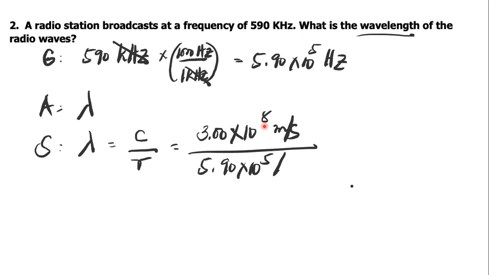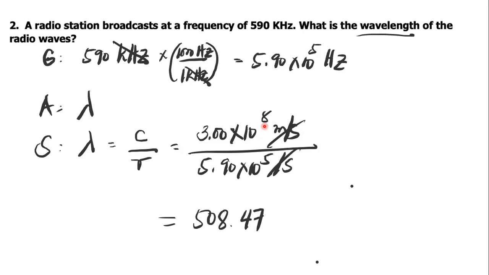Change it to per second so that we can cancel the unwanted unit. So we cancel out, and that gives us the value also. We're going to use your calculator. That gives us 508.47. Express answers in 2 decimal places for uniformity in the presentation of the answer.